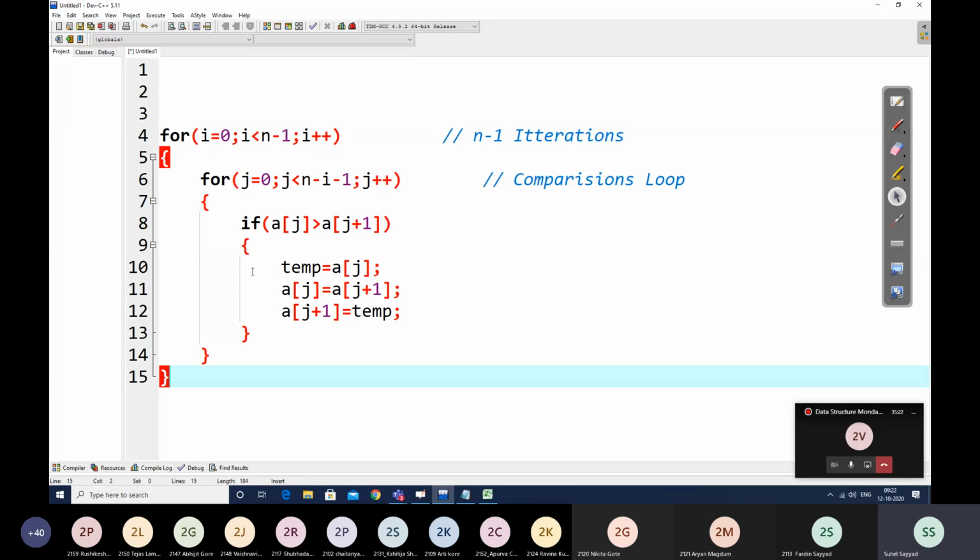Is it clear, my dear students? Logic of bubble sort. Yes, sir. Did you find it interesting?